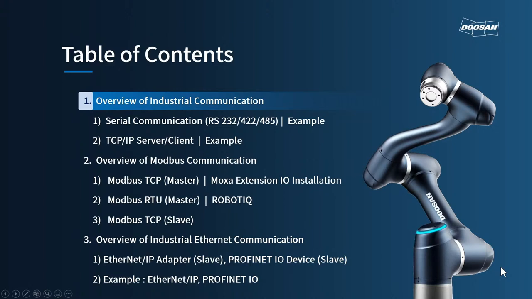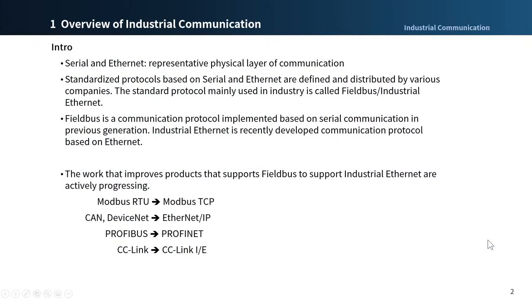Today's lecture content is this. First, I want to explain the overview of industrial communication. The representative physical layers of industrial communication are serial and Ethernet communication. Based on these, various companies have created and distributed standardized industrial protocols, called Modbus and industrial Ethernet. Modbus is made based on serial, and industrial Ethernet is made based on Ethernet. Many industrial Ethernet protocols were created by changing the physical layer based on Modbus. Examples are Modbus RTU to Modbus TCP, and PROFIBUS to PROFINET.